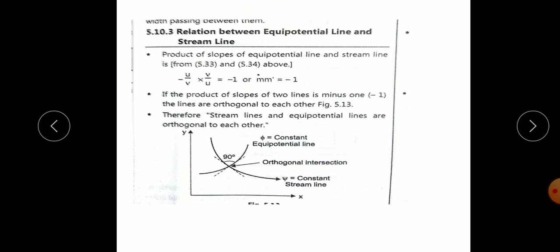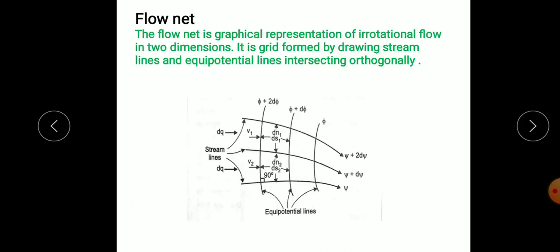So we can find the relation between the equipotential and streamline. The product of these two line slopes is minus 1. If the product of the slopes of two lines is minus 1, the lines are orthogonal, or 90 degrees to each other. Therefore, constant streamlines and equipotential lines are orthogonal to each other, meaning there is a 90 degree angle between them. This is the relation between the equipotential and streamline.